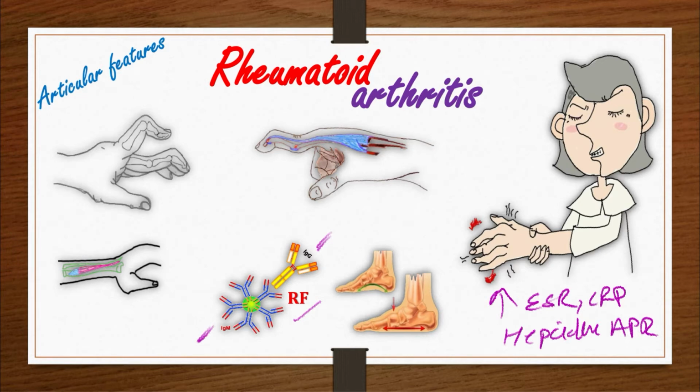your patient might have both articular and extra-articular features. So in this lecture, we will talk in detail about the articular features and we will discuss the extra-articular features in our next lecture. Also here you can see the picture of this beautiful lady with rheumatoid arthritis.